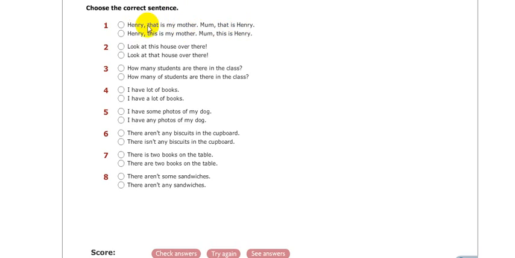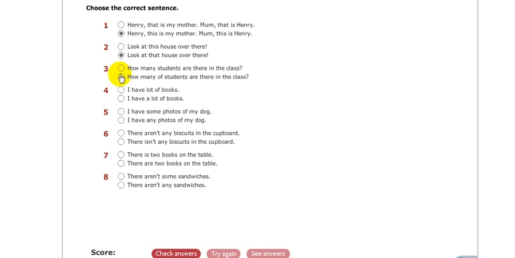Why? Because he is introducing them to each other, so it is not logical to say that for people who are not far from each other. He uses this. The second one, look at this house over there. Over there is something far away from you, not close to you. So we use that, because that is coming with things not close to you.